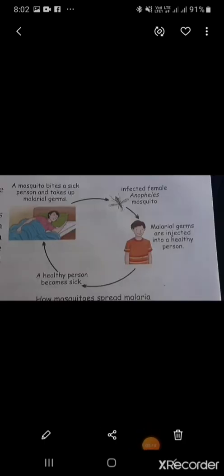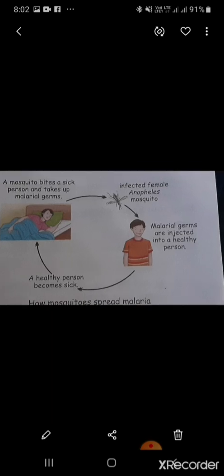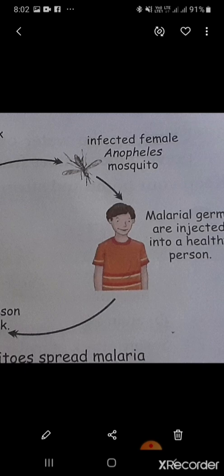When the female Anopheles mosquito bites a sick person suffering from malaria, the malarial germs of the sick person pass with this blood into the body of the mosquito. And when the infected mosquito bites a healthy person, it transmits the malarial germs to the healthy person. In this way, the healthy person also falls sick.